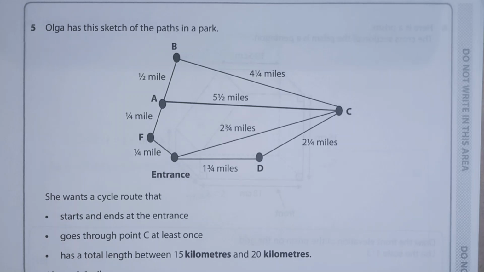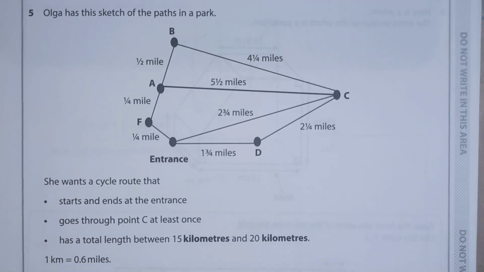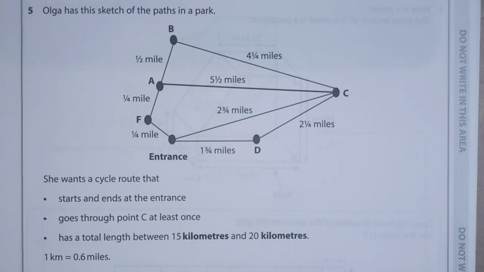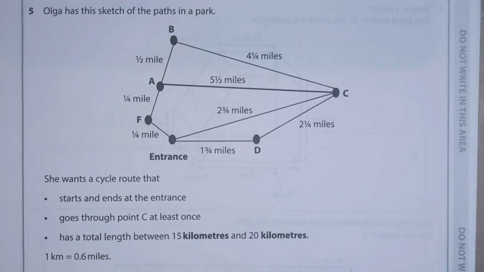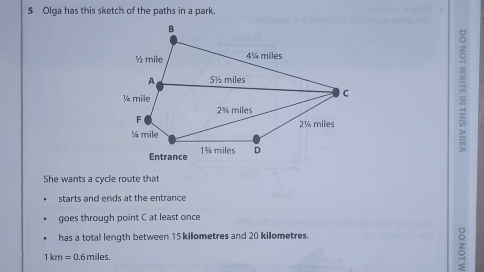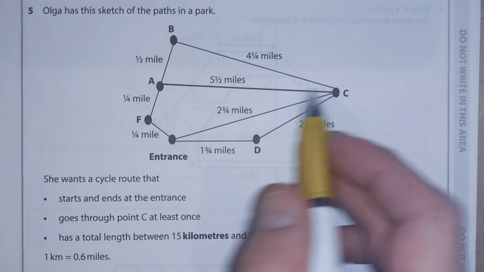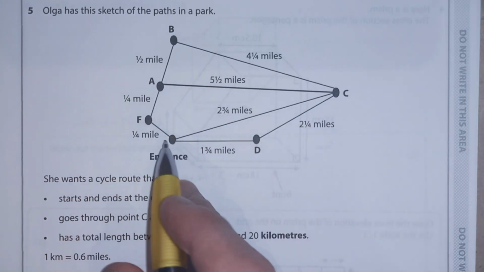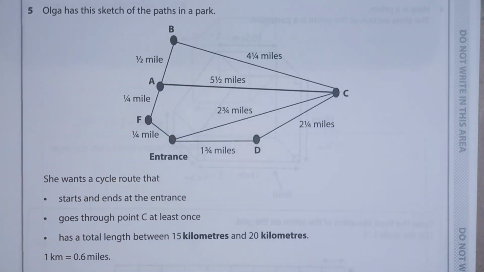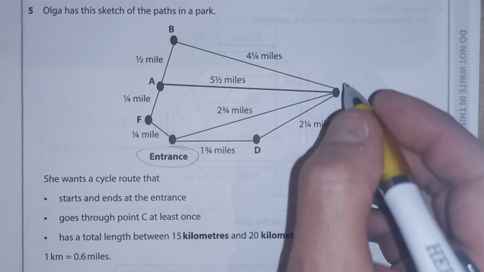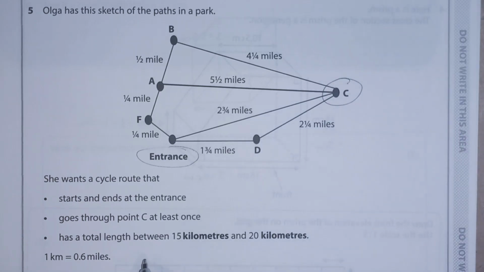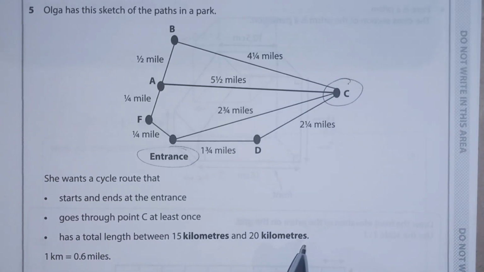Okay, question 5. Let's move it up so we can get as much of the question in as we can. Olga has this sketch of the paths in a park, all these different ones here and around here. She wants a cycle route that starts and ends at the entrance, goes through point C at least once, and has a total length between 15 kilometres and 20 kilometres.